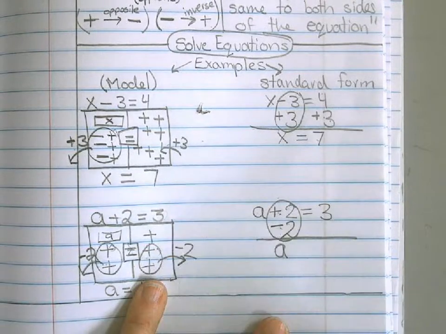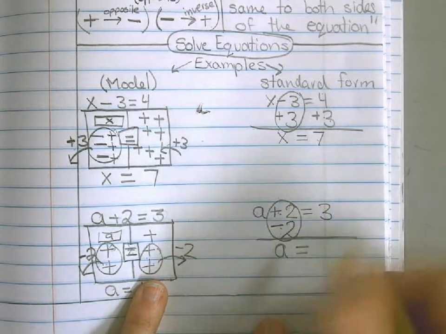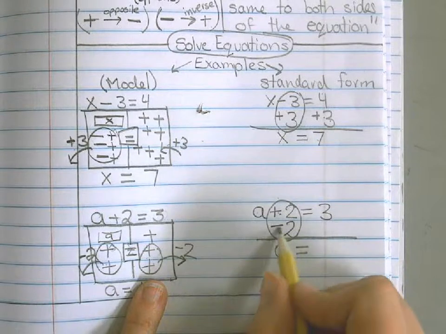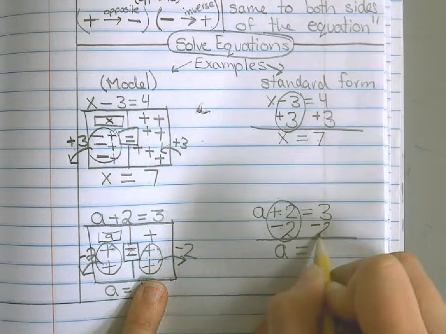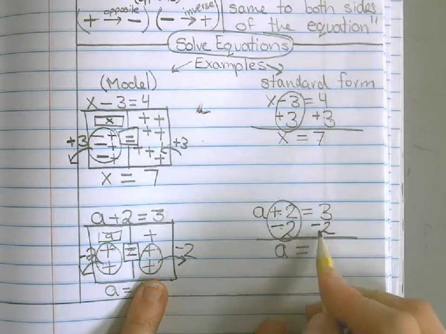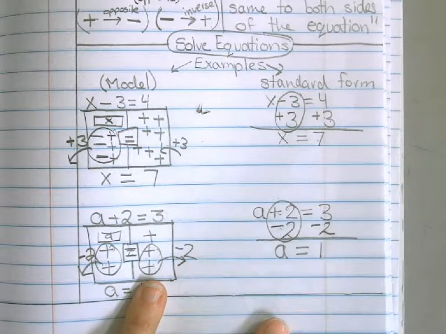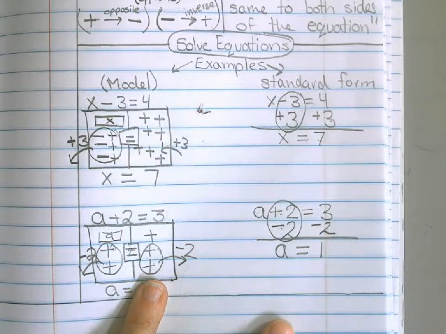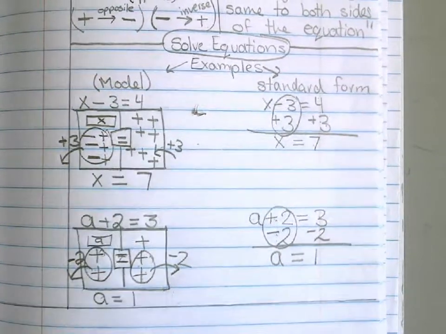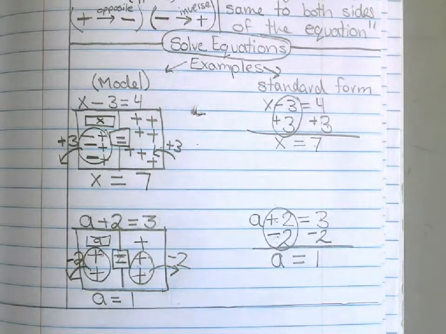I have a equals, now because I minus 2 on this side, I always have to keep it equal, do the same to both sides. I'm going to subtract 2 on this side. 3 minus 2 is 1. Okay? Questions? You good? Okay.